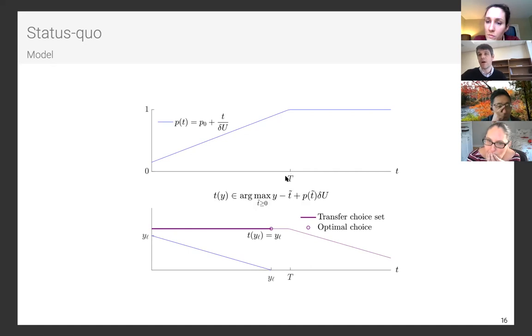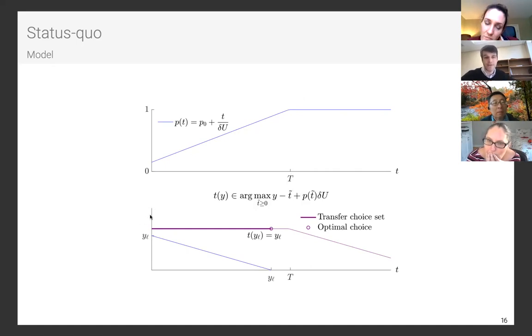And so you can think about this key contract parameter that's set at the beginning of the day, the target, as implicitly being the owner telling the driver, if you give me this amount, you will be rehired with certainty for the next day. Anything below that, there's going to be some probability that you are fired. So given this linear rehiring probability, we can think about what this implies for the driver's decision to transfer at the end of the day.